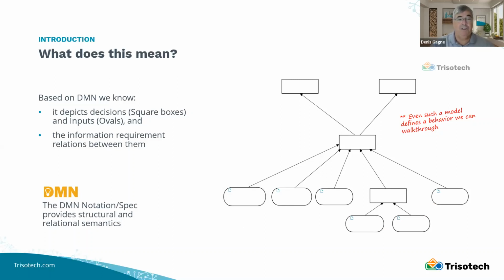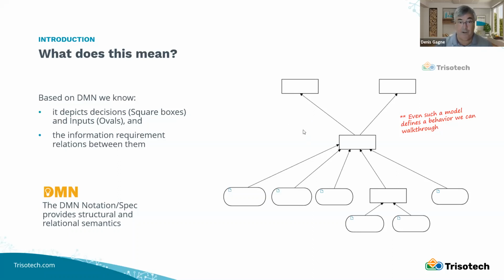In DMN, what does this diagram mean? We know that it depicts decisions as square boxes, and it depicts inputs as ovals. And then we have information requirements that are these links between them. But what's great about standards like DMN, which is the Decision Model and Notation, here I'm going to put an emphasis on the model side, is that because this is a model, it also provides us structural and relational semantics, so part of the behavior.